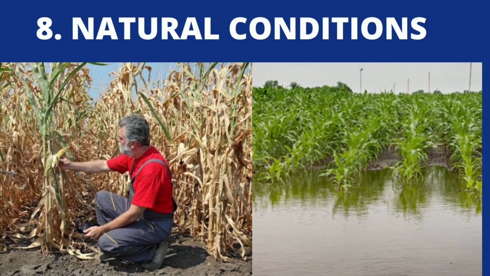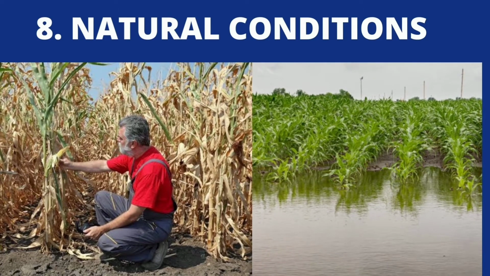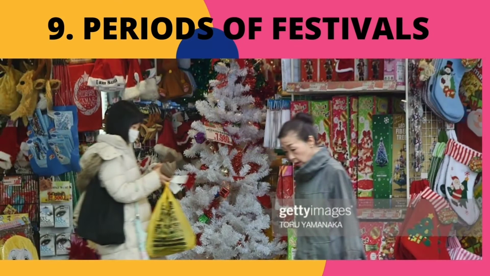8. Natural conditions. Drought, flood, and diseases affect the supply, especially of agricultural products. During drought, the availability of these products declines. Some crops are climate sensitive, and their growth is solely dependent on weather conditions.